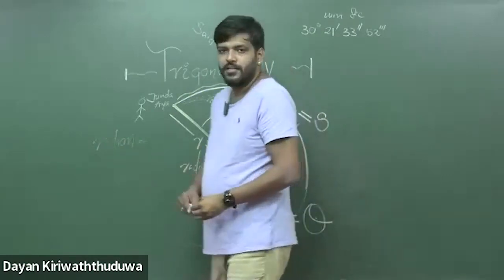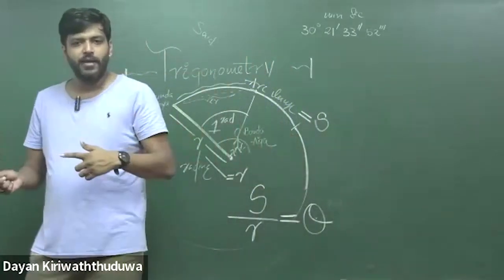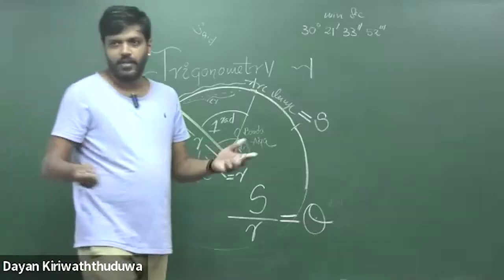So radian is the angle subtended by the arc length traveled by Jundaya. Another way of saying that.